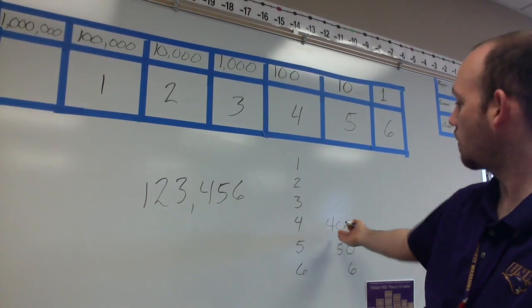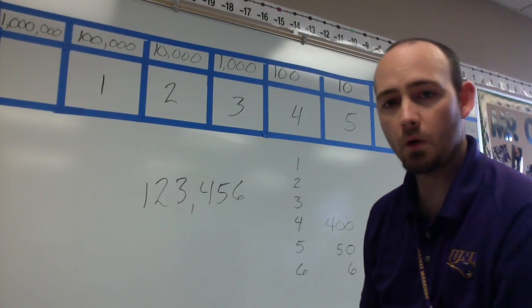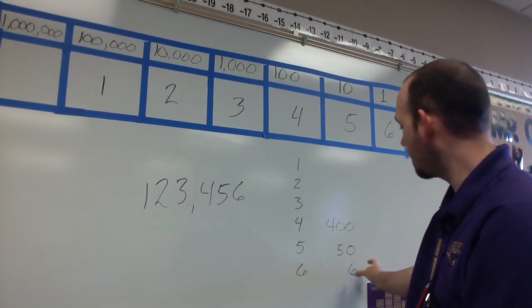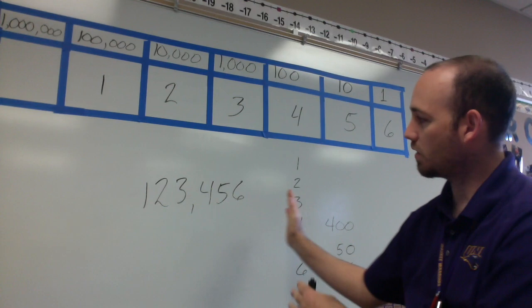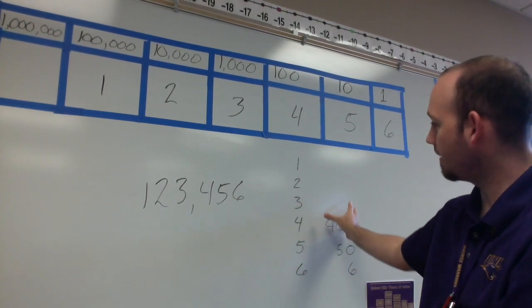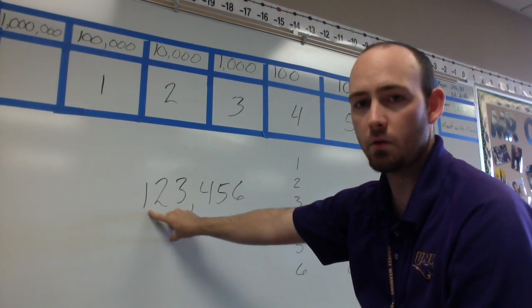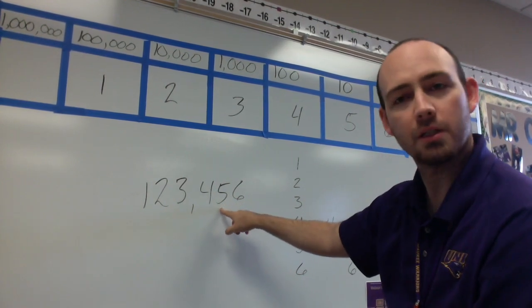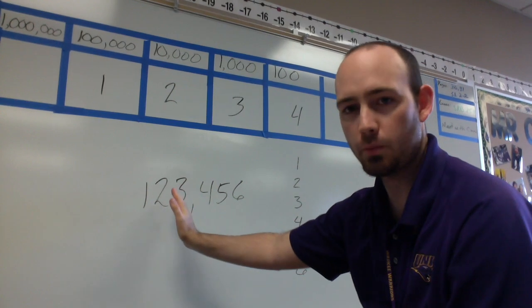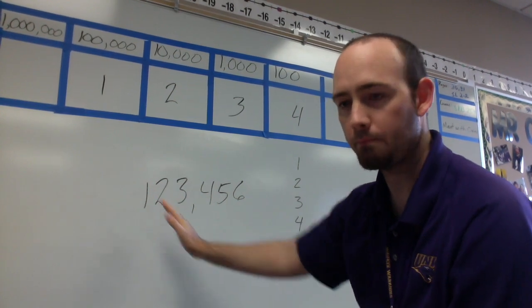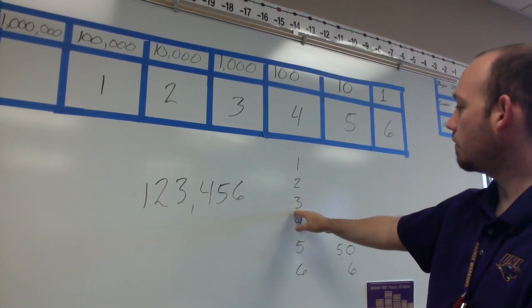We already did the 4, and it's 400. Something I'm hoping that you're noticing now is a bit of a pattern. As we're going up and more to the left, the value is getting bigger and bigger and bigger because these values are worth more. Even though this 1 is not as big of a digit as the 5, it's in a larger place value, so it's worth more. So let's keep going. We have a 3 here.